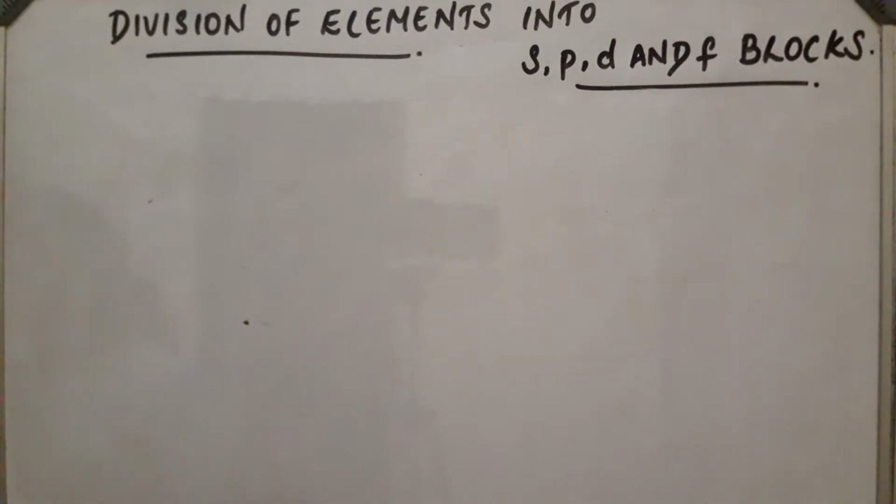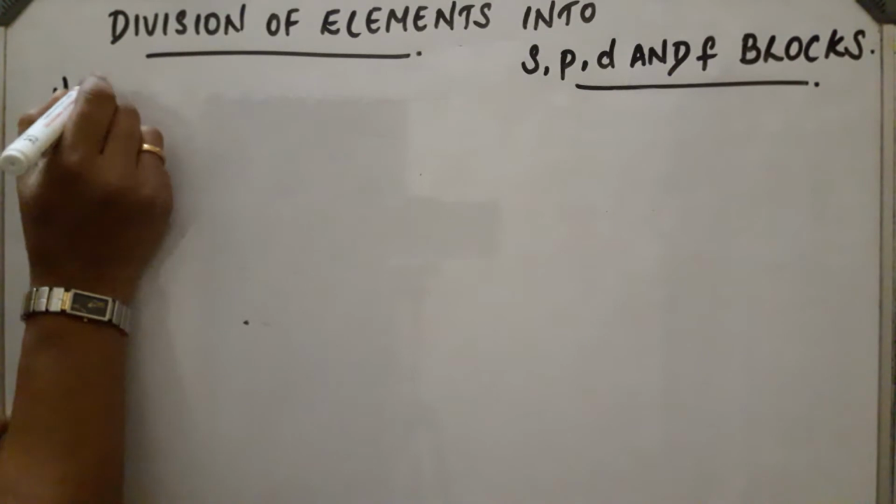Division of elements. Elements which involve the filling of a particular orbital, S, P, D or F, are grouped together as a block. So elements are divided into S block, P block, D block and F block elements. First, S block elements.